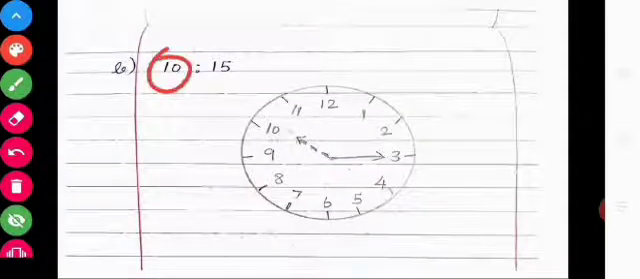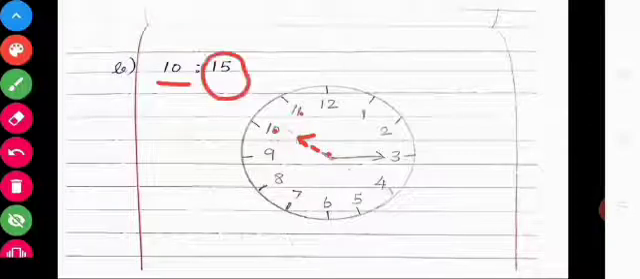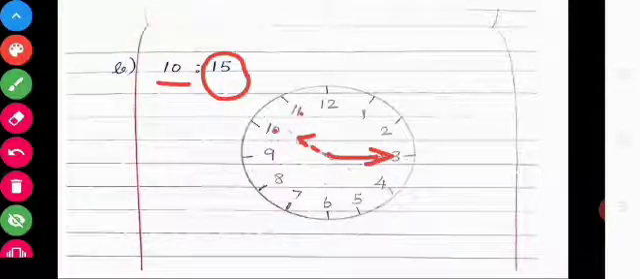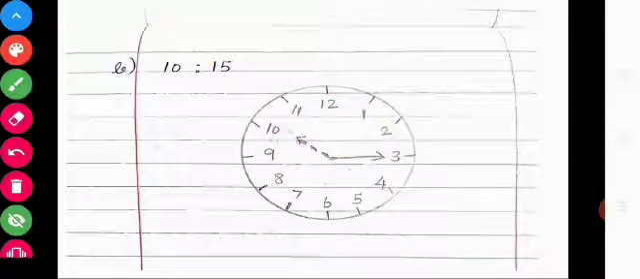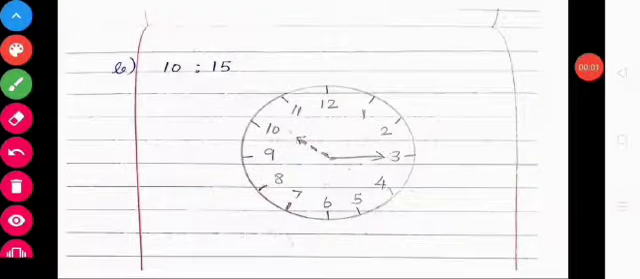See the next one. 10 hour 15 minutes. So draw that in the dotted line. Where you should draw it is between 10 and 11. So draw the short hand in the dotted lines and the long hand is at number 3. It is 15 minutes. So 10 hour 15 minutes. Shall we move on to the next one?